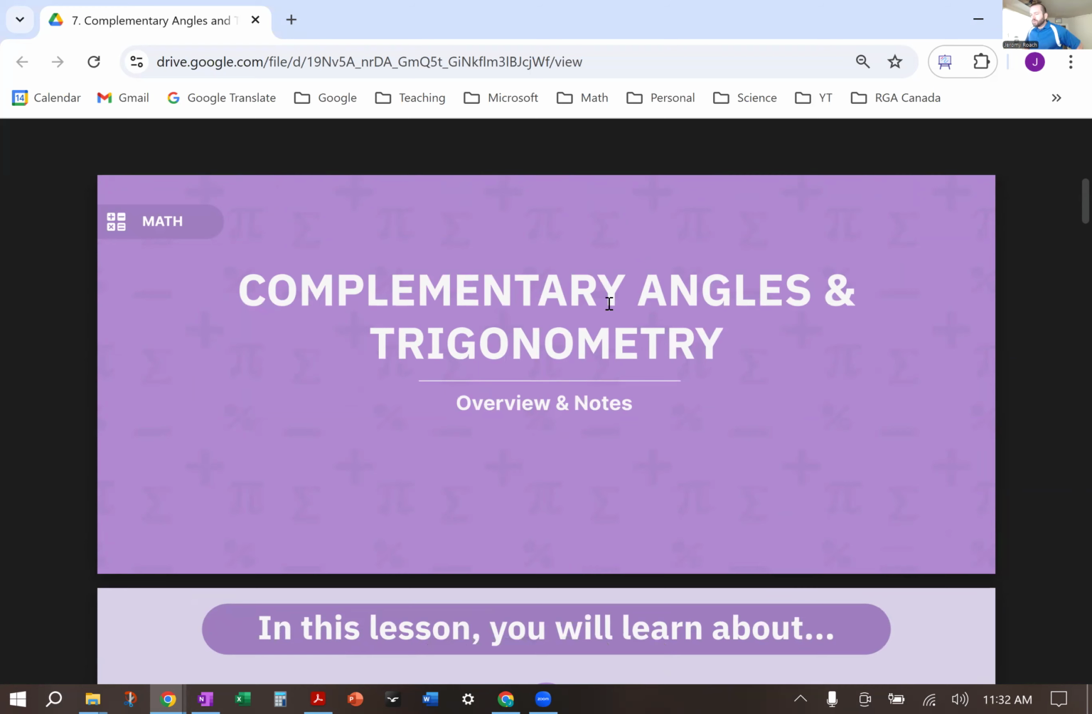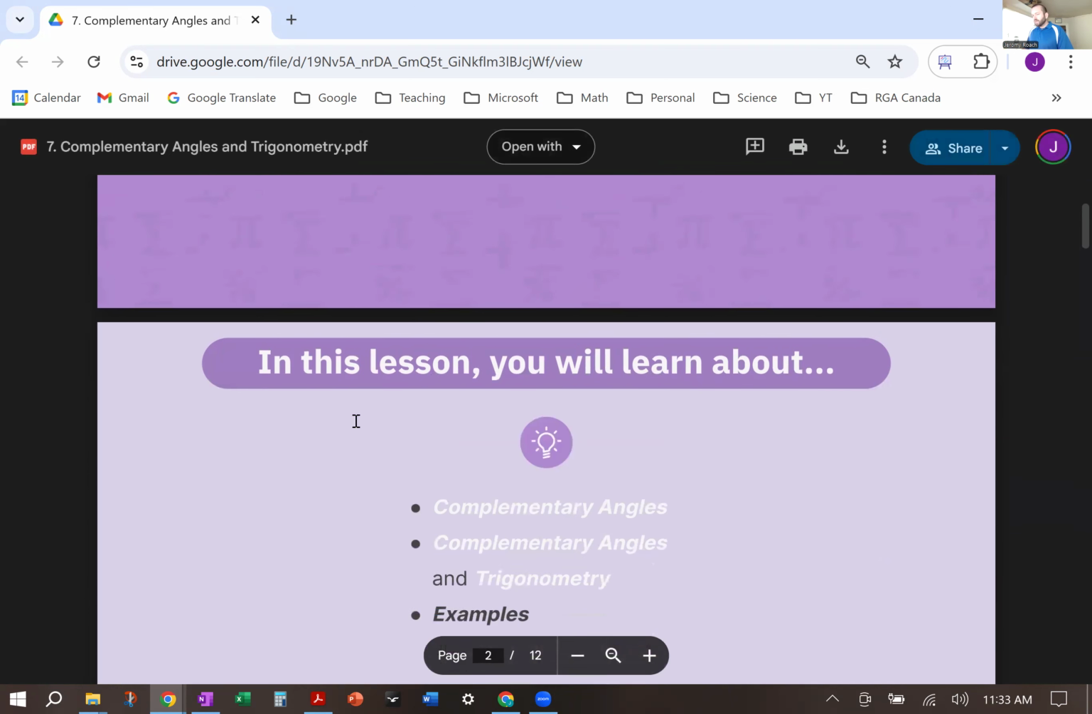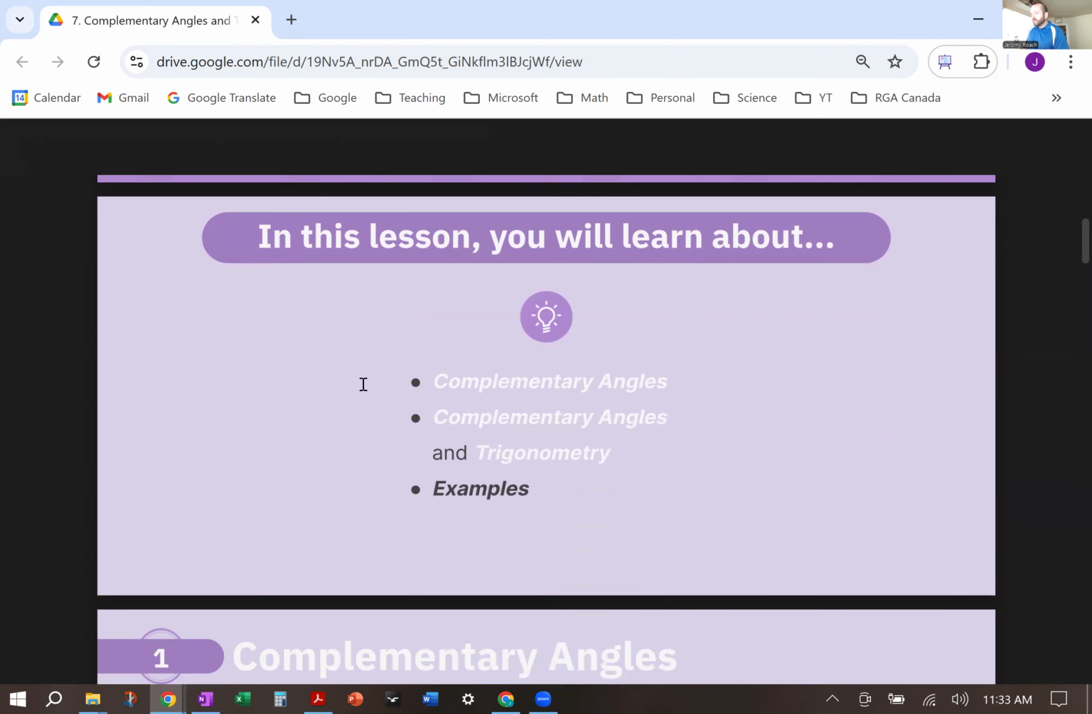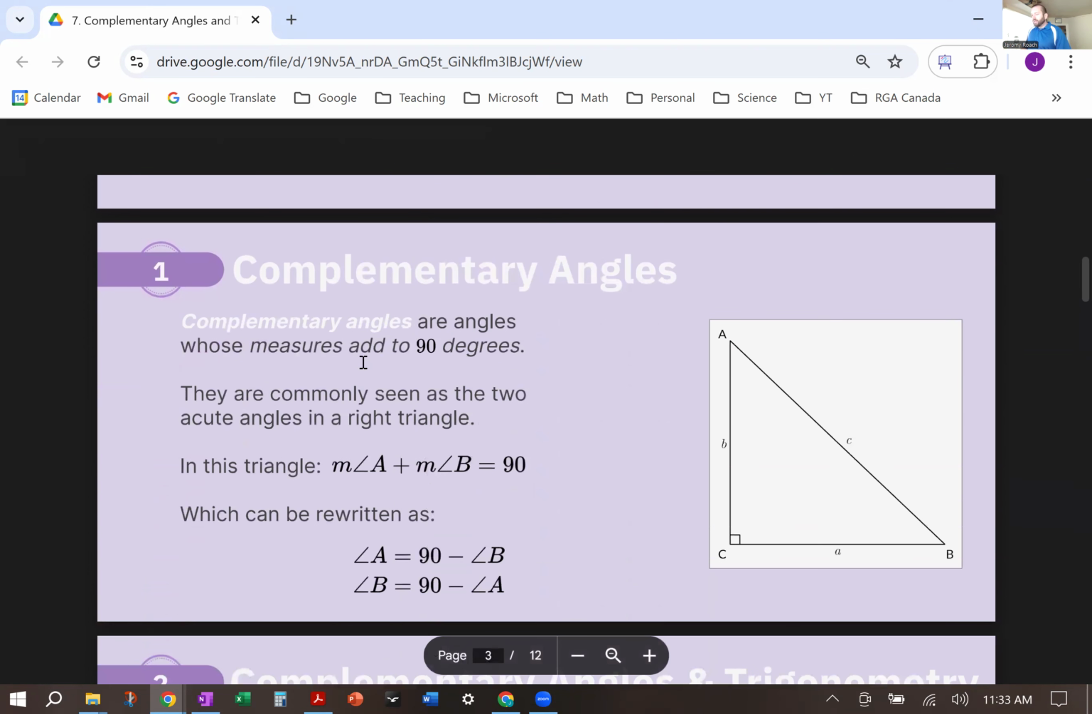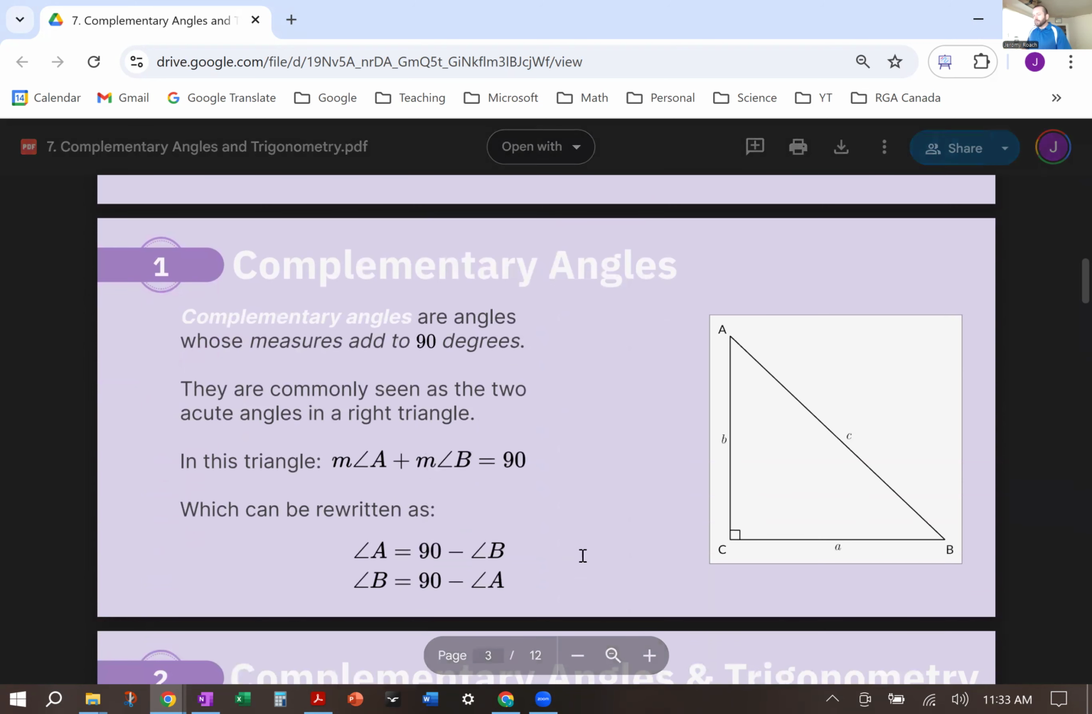And when we use trigonometry for right triangles, we have to know a specific rule about complementary angles. And this rule comes up, most likely you'll get exactly one question on this topic. And that's why we're not going to spend a whole lot of time on it. But you might get a couple of other questions on trigonometry rules, which is sine, cosine, and tangent. So for complementary angles, these add up to 90 degrees. Let's look at an example in a triangle here.